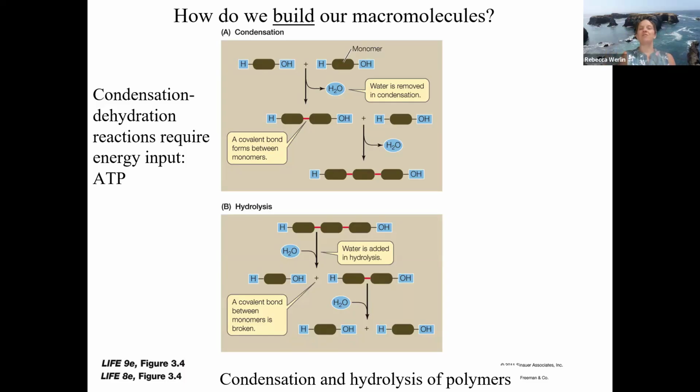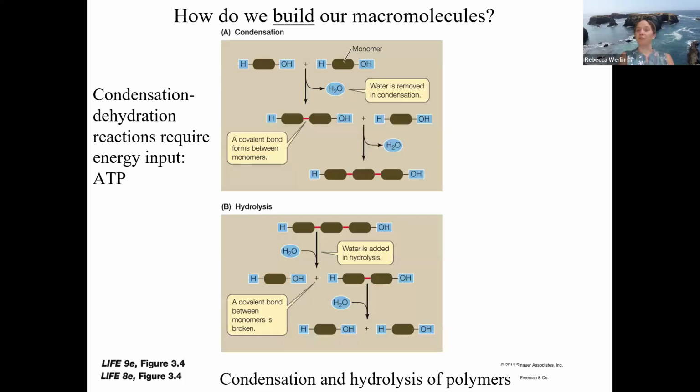And so here you can see two monomers. A hydroxyl group on the first monomer is being joined to a hydrogen on the second monomer. A hydroxyl, OH, plus a hydrogen makes H2O, and water comes out, and a covalent bond is made between monomer 1 and monomer 2. Then you bring in a third monomer, and so on and so forth. And so you're condensing water out of these monomers, making a macromolecule.